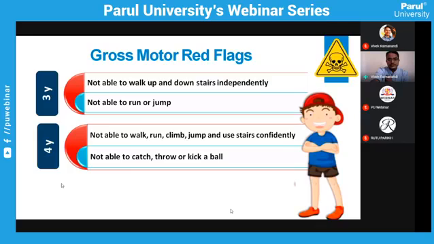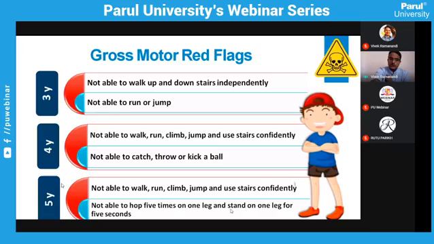At 4 years of age, if the child is not able to walk, run, climb, jump, and use the stairs confidently, and not able to catch, throw, or kick a ball. At 5 years, not able to walk, run, climb, jump, and use stairs confidently, and not able to hop 5 times on one leg and stand on one leg for at least 5 seconds. So I went through these gross motor red flags fast. We are almost familiar with these developmental stages.